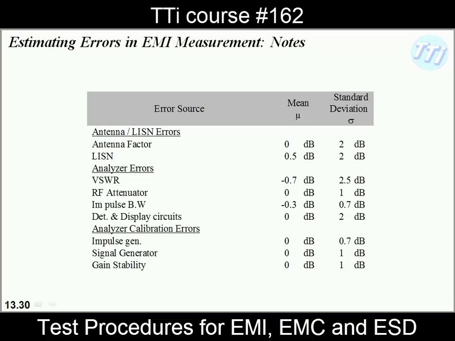You've got the levels of the attenuator factor 0.5 dB. The VSWR minus 0.07, meaning there's a loss in this particular case. And what happens here is you end up having these possibly additive if they're dependent upon each other. So there's a lot of errors, isn't there? A lot of errors.